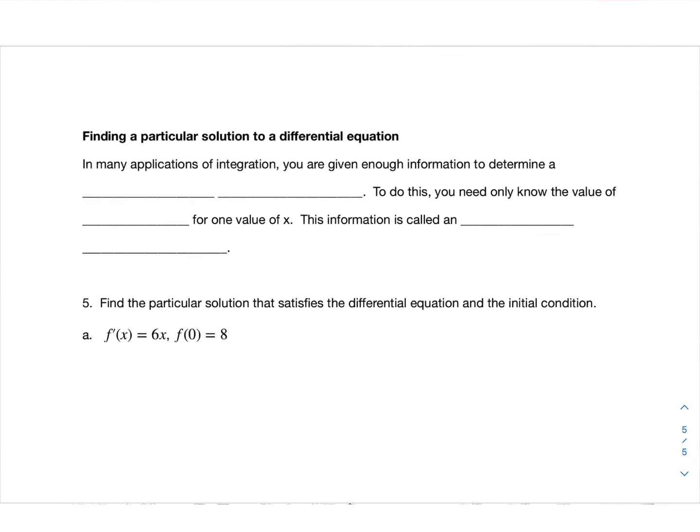The last thing we're going to learn is something called finding the particular solution to a differential equation. So in many applications of integrals, you will be given information to determine a particular solution. So remember that plus c represents a family of solutions. Many equations work. Now we're going to figure out only a single equation that works. To do this, you need only to know the value of the function at one value of x. And this is usually referred to as the initial condition of the function. So we'll learn this through examples.